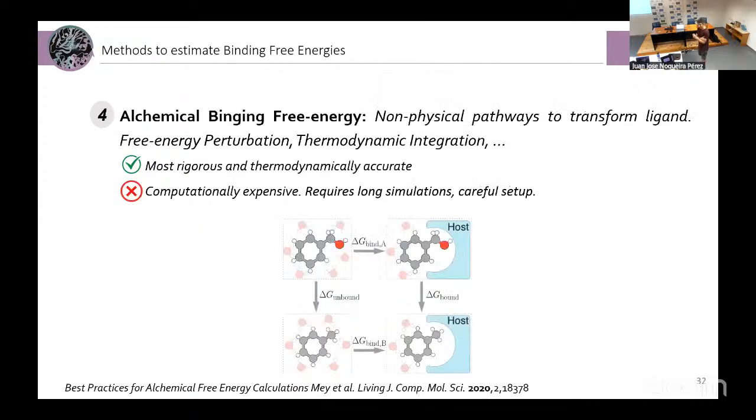So all of these methods are really good, but we are going to finish this section with this. The idea is, I will explain the basic concepts, and in the evening we are going to do an exercise where we do an alchemical binding free energy calculation. So maybe in the next 5 minutes I explain the basic concepts, and then in the evening we will discuss more specific details about how to use these methods.